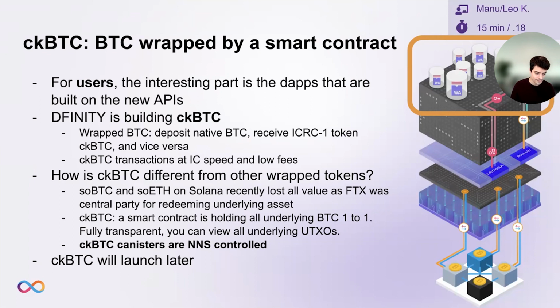So the key distinguishing factor for CKBTC is that it's actually a smart contract, a canister, that does this wrapping and unwrapping. This is possible due to the native Bitcoin integration. It builds on that. And so this canister is unstoppable. You can audit it. It's under the control of the NNS. So you know this can be trusted and it will not disappear. And it's fully transparent. You can always see which UTXOs it controls on the Bitcoin blockchain. So you know that your assets are truly back there and not disappearing.